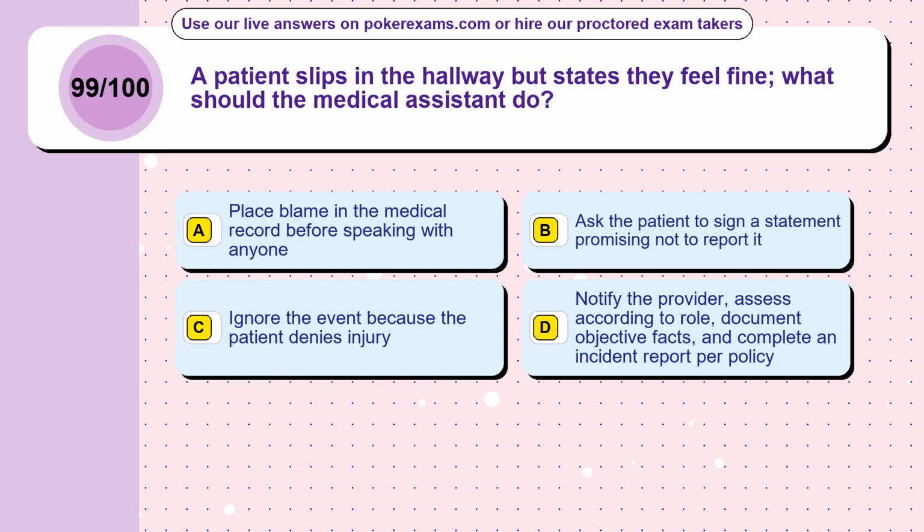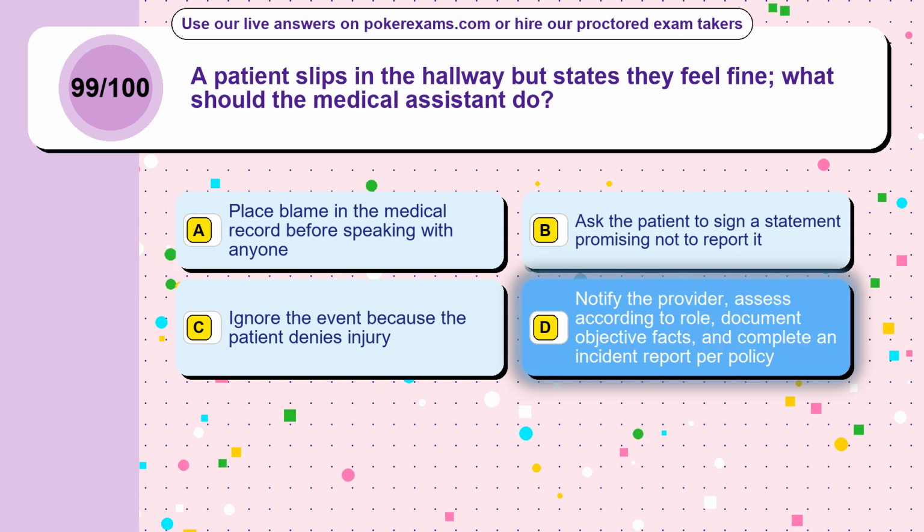Question 99. A patient slips in the hallway but states they feel fine. What should the medical assistant do? Option A. Place blame in the medical record before speaking with anyone. Option B. Ask the patient to sign a statement promising not to report it. Option C. Ignore the event because the patient denies injury. Option D. Notify the provider, assess according to role, document objective facts, and complete an incident report per policy.